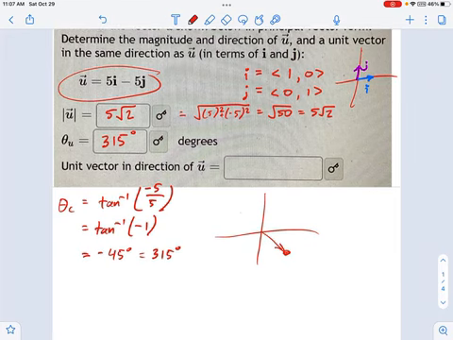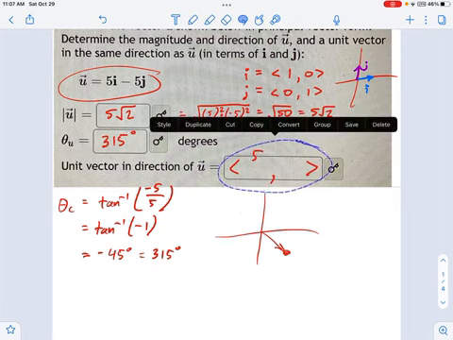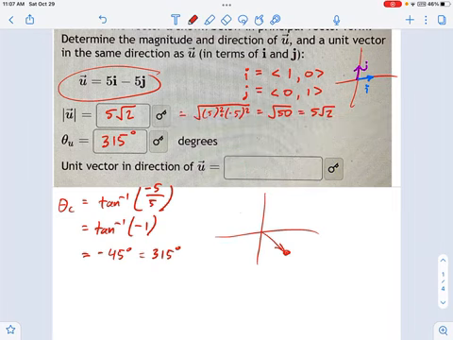Now, unit vector in the direction of u. Remember, this is very easy. We're just going to take that same original vector we had, which was 5, comma, -5. Oops, hold on. We don't want this in that form. We want it in ij form. So this is going to be 5i and minus 5j. And the difference here is we're going to have to divide this by the magnitude, which is 5 radical 2.